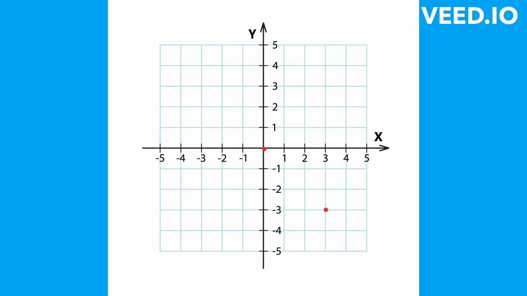Let's take another point here. This point is 3 units from the origin on the x-axis. So 3 is the x coordinate. It is 3 units from the origin in the direction of the y-axis, but in a backward direction. So let's give it a negative number. So -3.